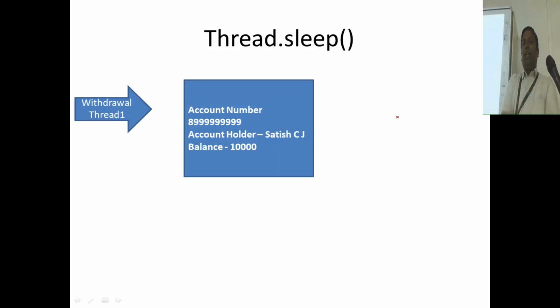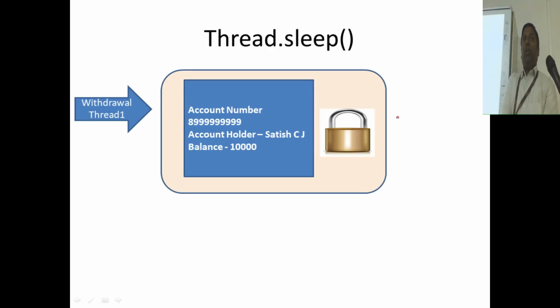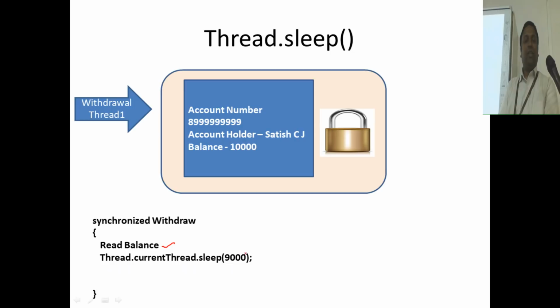So this is the animation for thread.sleep. I have an object, I have a withdrawal thread. First it will lock the object. It will start running my withdraw method here, as you're able to see, and then it will read balance. Now I put this thread to sleep. While it is sleeping, it's holding the lock on this object.